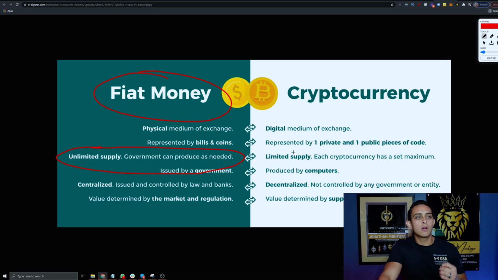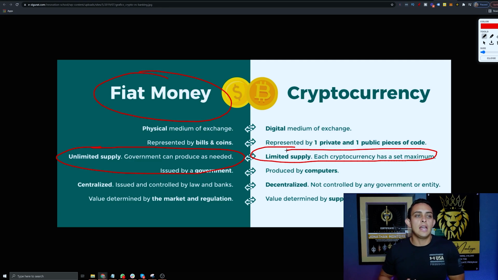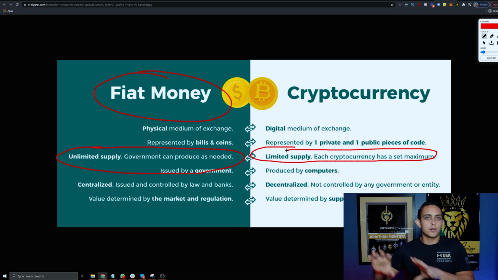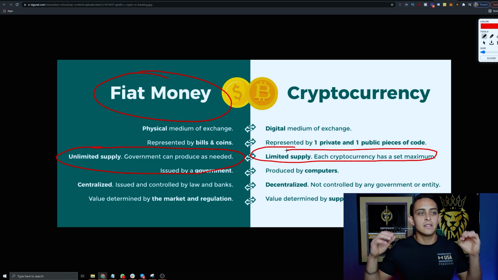Whereas with cryptocurrency, there's a limited supply, okay? And that's really important to understand, because with Bitcoin, there's only 21 million Bitcoin that will ever be produced, okay? And we're going to talk about that later, like how it is produced with mining, but that's essentially what that means. Whereas fiat money, the government can print as much as they want, okay?